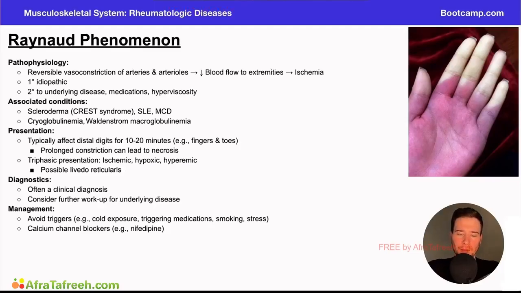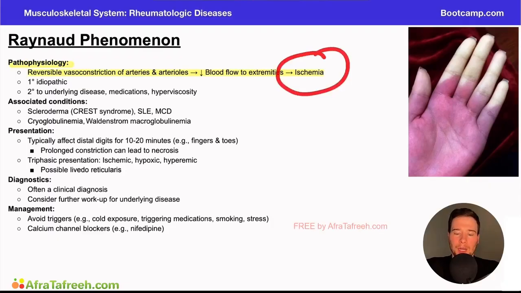Now, if we think about the pathophysiology here, we can see that we have reversible vasoconstriction of arteries and arterioles that lead to decreased blood flow in the extremities and ultimately ischemia, right? If we have over-exaggeration or over-vasoconstriction of the blood vessels that lead to our digits, they're not going to get the proper blood flow. And so just as a general reminder, ischemia can happen in a couple of different ways.